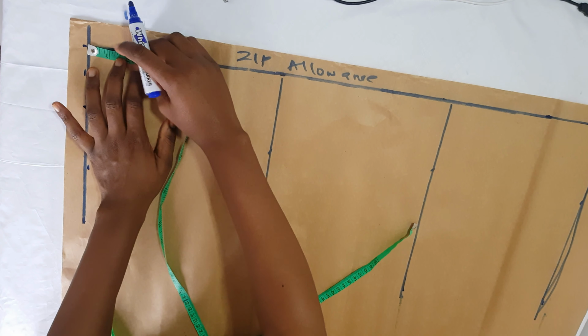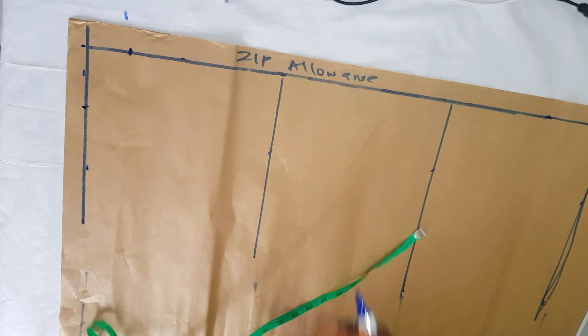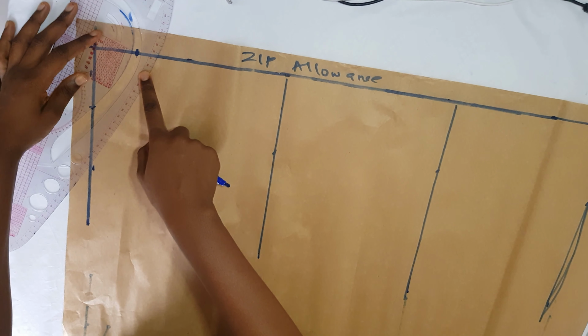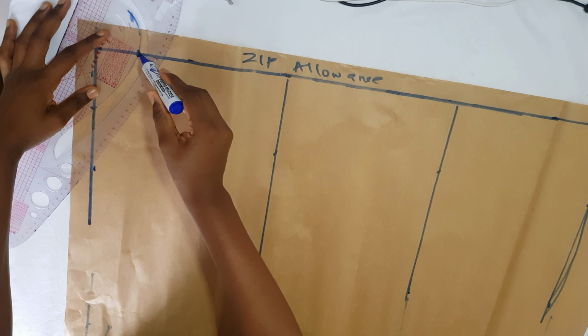All right, you can choose to use whatever you want to use. Then I'm just going to take my ruler and use the curve parts to join the mark points together, just like this.